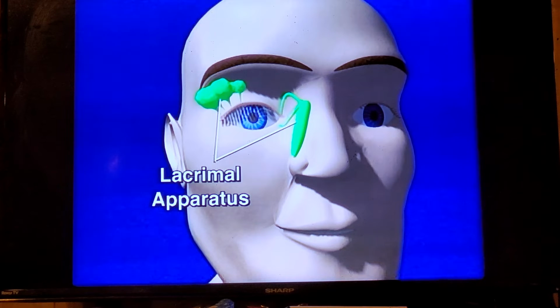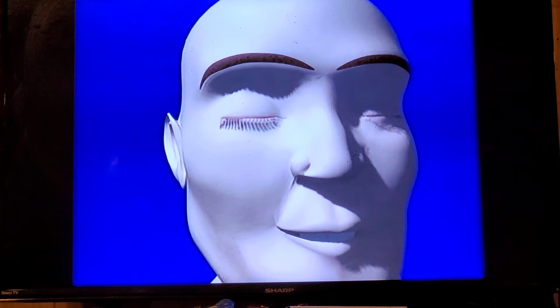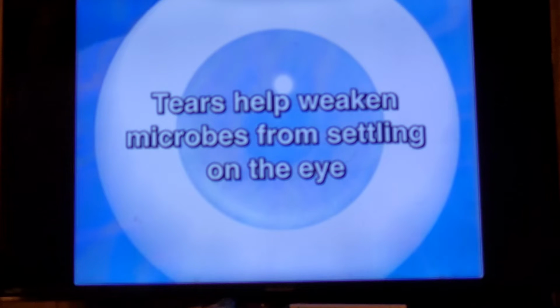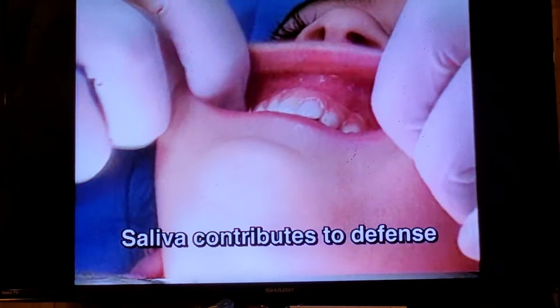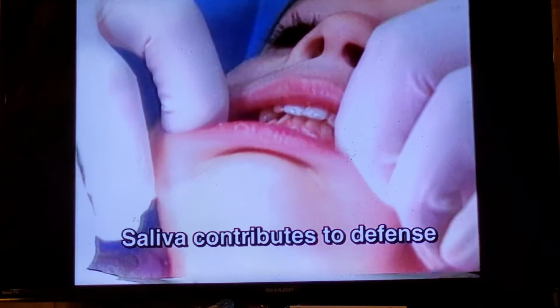Tears are created and drained away in response to irritants by the lacrimal apparatus of the eyes. The tears are distributed over the surface of the eye by blinking. This helps to continually dilute microbes to prevent them from settling on the eye's surface. Saliva cleanses microbes from the teeth and mucous membranes of the mouth.